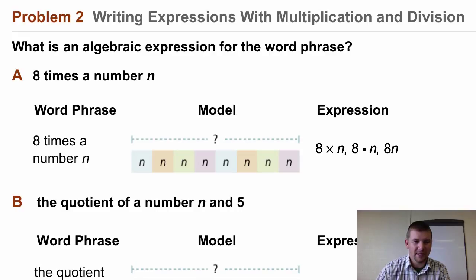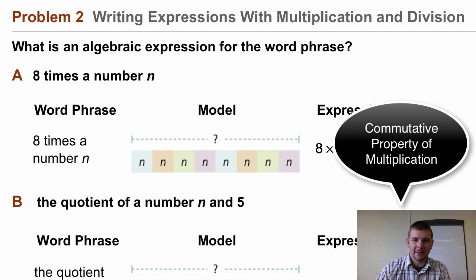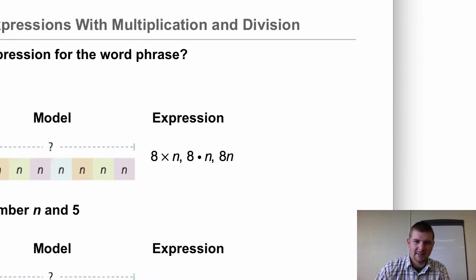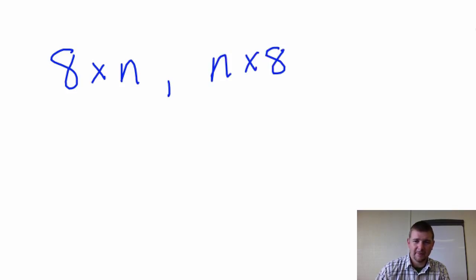Multiplication can be represented using a dot or parentheses in addition to the more traditional multiplication sign that looks similar to an X. I'd like to remind you about the commutative property of multiplication, which reveals to us that a multiplication problem like 8 times n can also be reordered and written as n times 8.